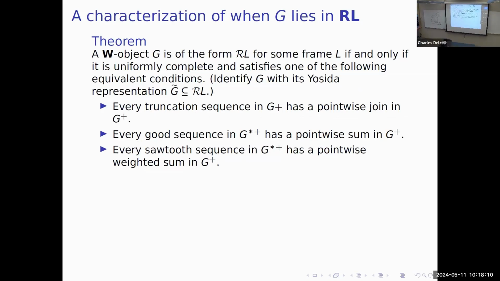And then my favorite way of thinking about when a particular W object is all of R of L is just to say that every good sequence has a pointwise sum in the sense of the previous slide. Or alternatively, every sawtooth sequence has a pointwise weighted sum in the terms of the previous slide. I like that because I think it's somehow intrinsic, right? At least if you give me pointwise convergence.